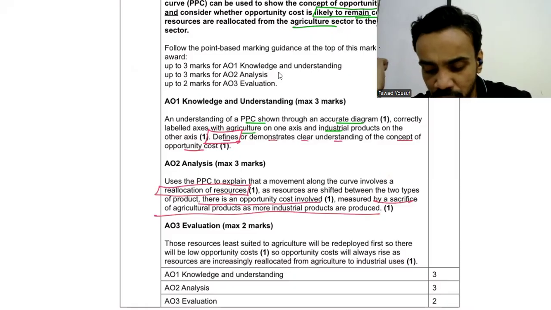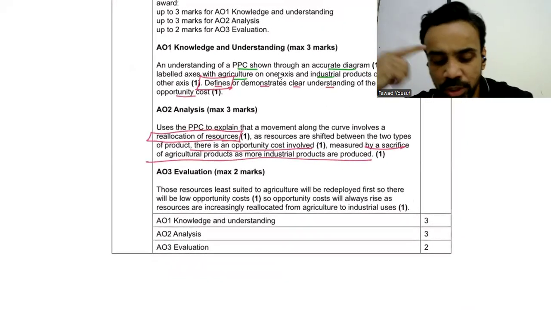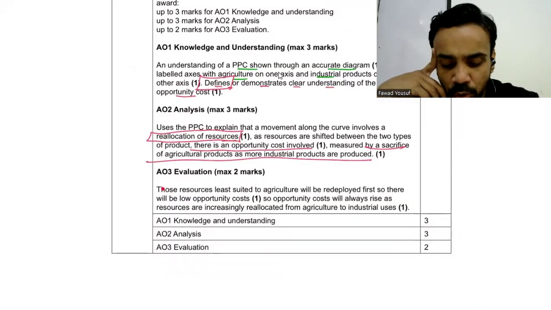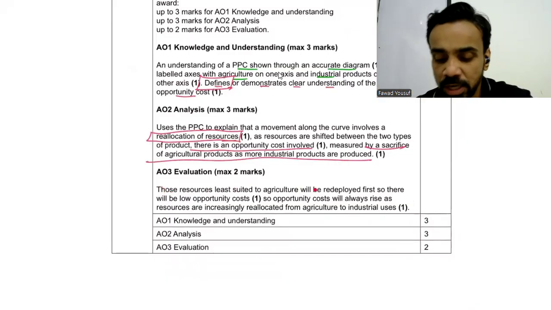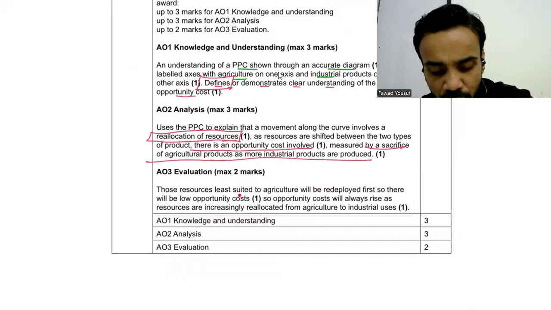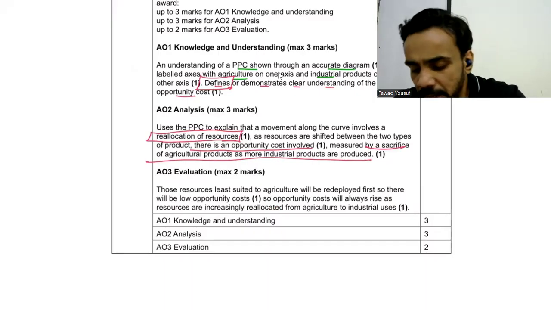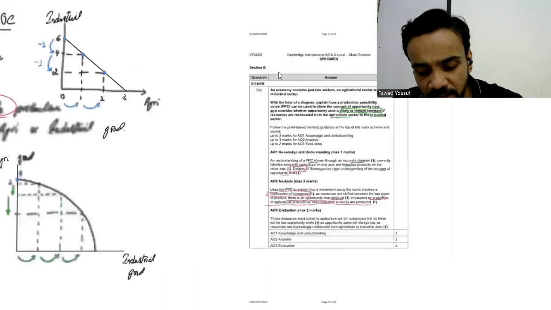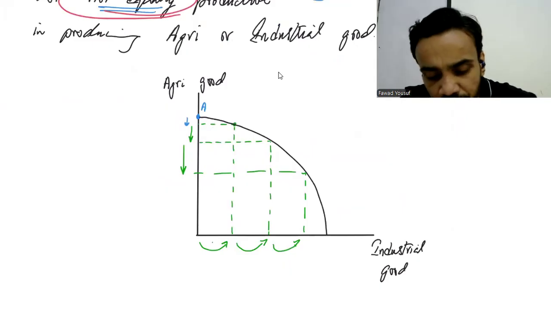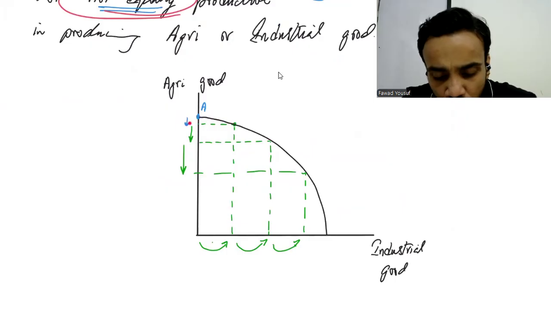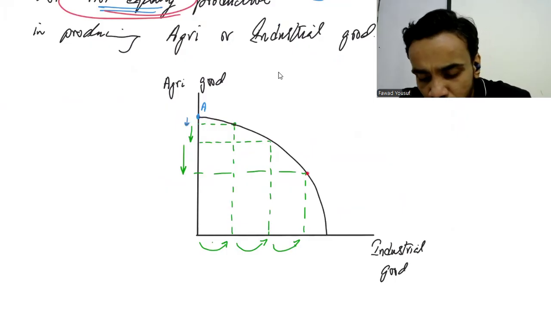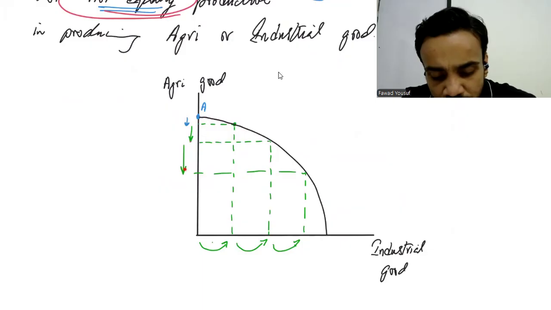Then the evaluation part. In evaluation, they're saying those resources least suited to agriculture will be deployed first. So there will be a low opportunity cost. So opportunity cost will always rise as the resources are increasingly reallocated. Basically, this is what I explained through this diagram: at the start you're sending the least important resources, so you're going to give up little. And as you're sending more towards industrial, your opportunity cost is rising.